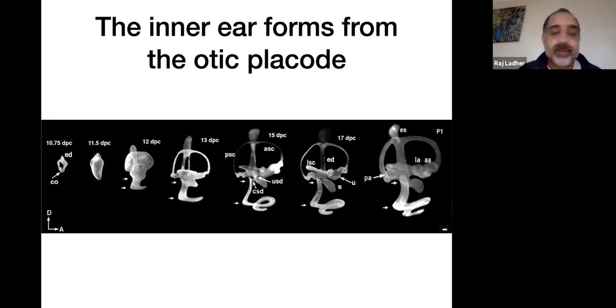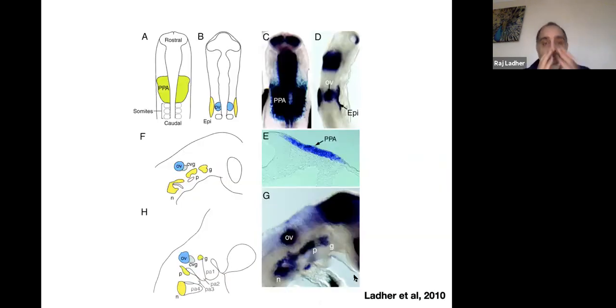This placode is set up early, and it's set up on the surface ectoderm here. What you're looking at is a chick embryo at different stages.